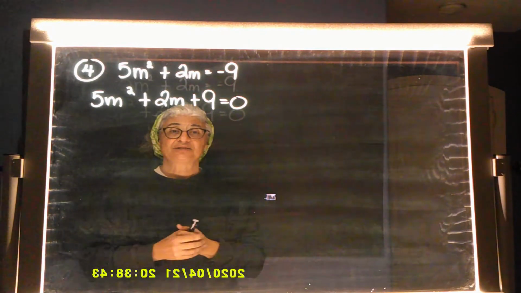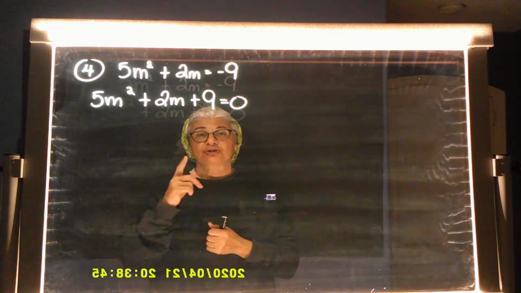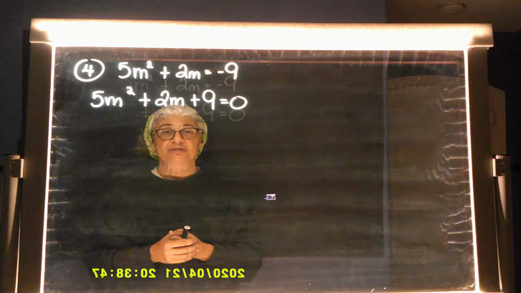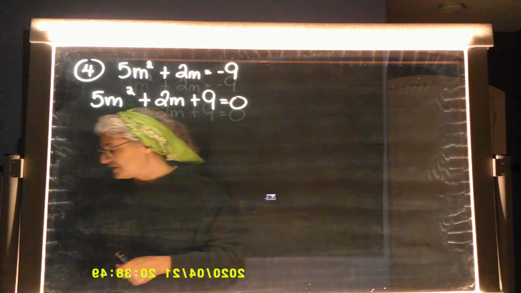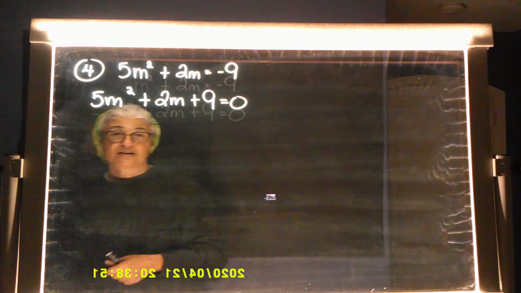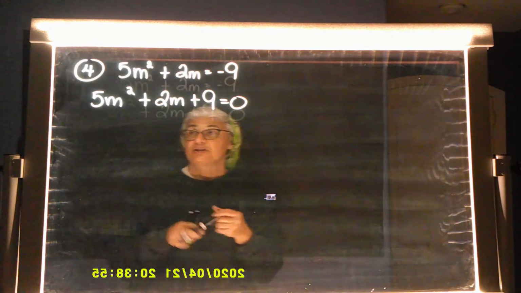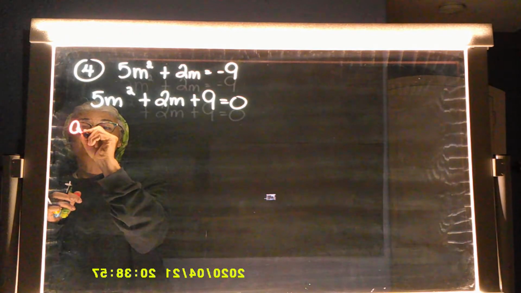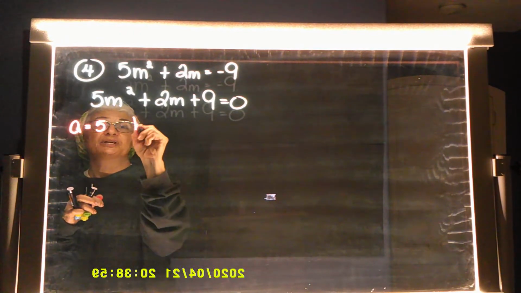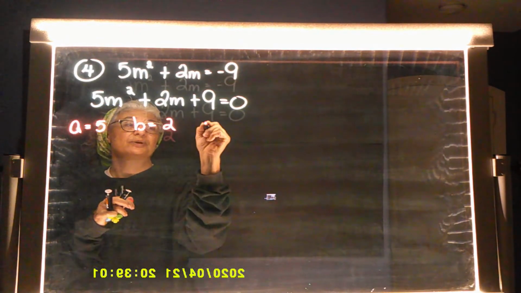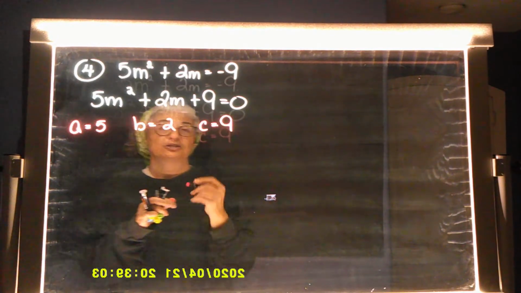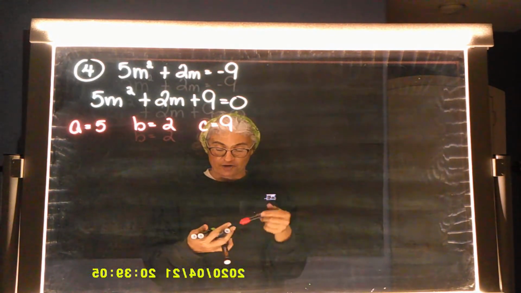Is it in descending order? Yes, it is. Good. So can you identify your A, B's, and C's? Yes, you can. I'm hoping that you can identify your A, B's, and C's by now. Good. A is equal to 5. B is equal to a positive 2. And C is equal to 9. Are you with me? All right.